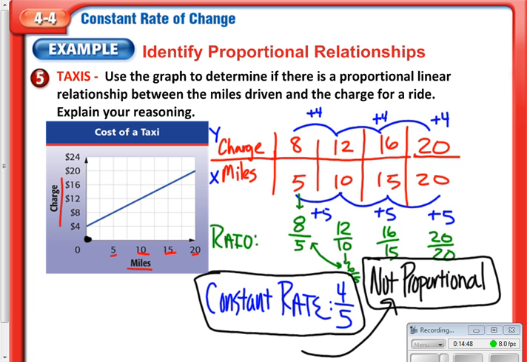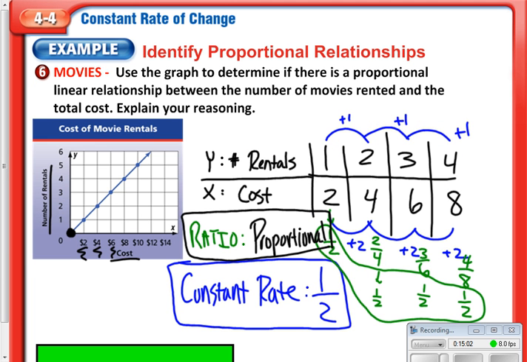So that's another thing that you can check out. If it starts at the origin, the graph is going to be proportional. If not, not proportional. Otherwise, if you're not given a graph, you're going to have to use your table and figure out your ratios. This will conclude our lesson 4.4, constant rate of change.